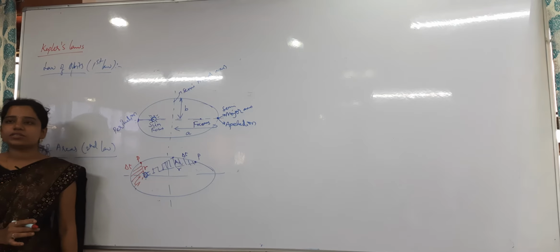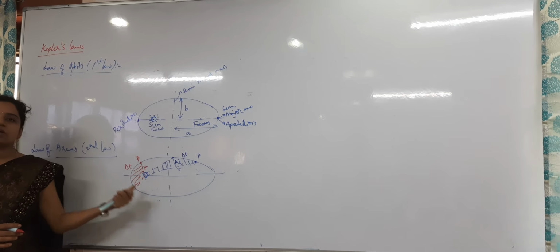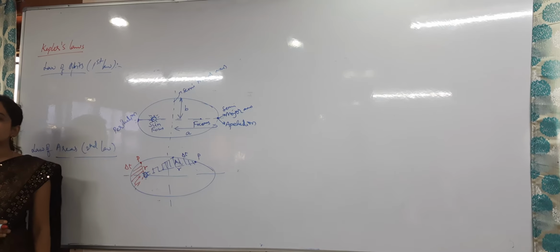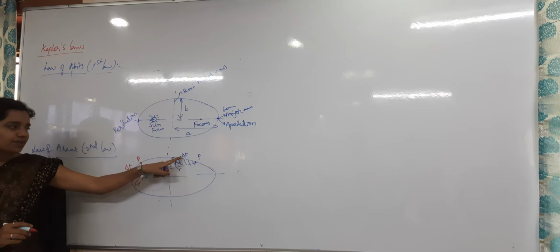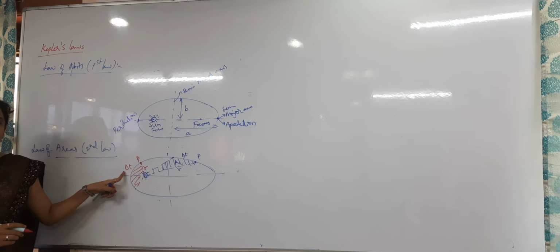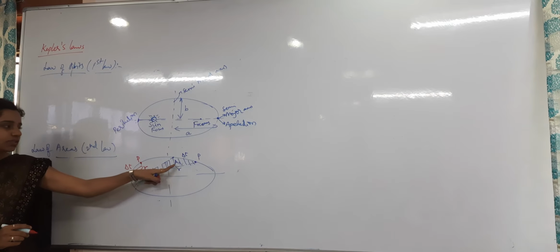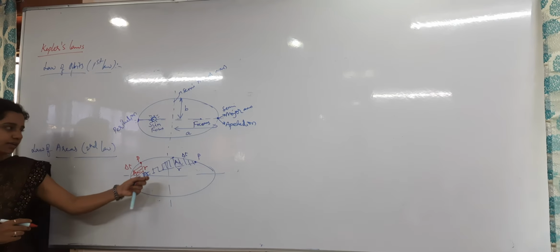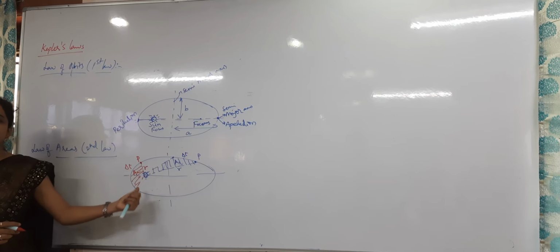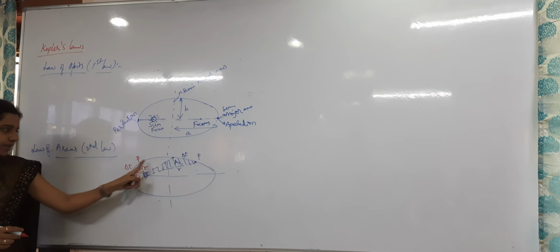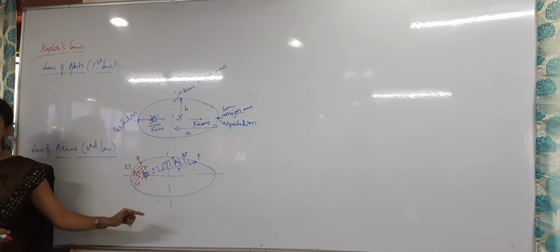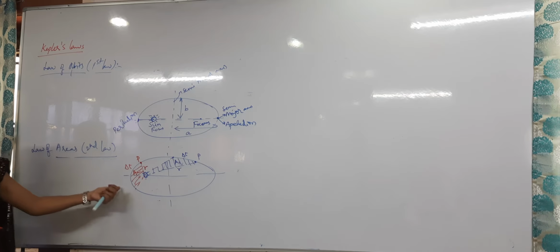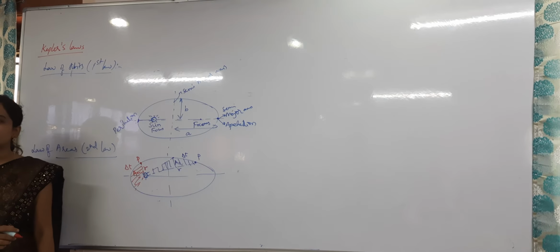So what does the law of areas state? A planet revolving around the sun will sweep equal areas in equal intervals of time. Here the interval of time is delta t, the same delta t. This is the area A1, and this is the area A2. If we measure, both will be the same. So equal areas in equal intervals of time. For this we will have a derivation in terms of angular momentum that we will solve.